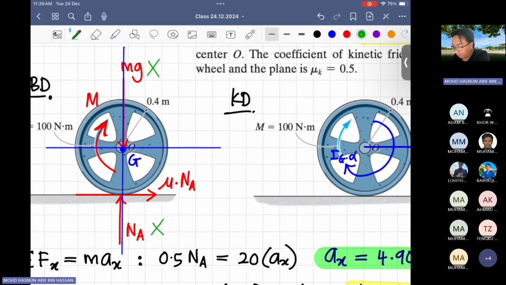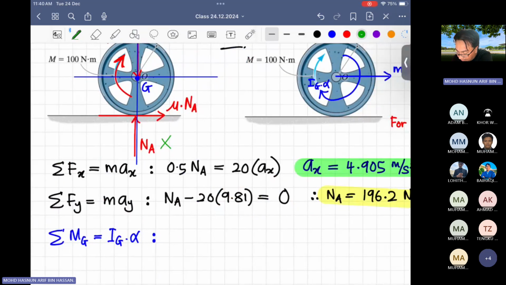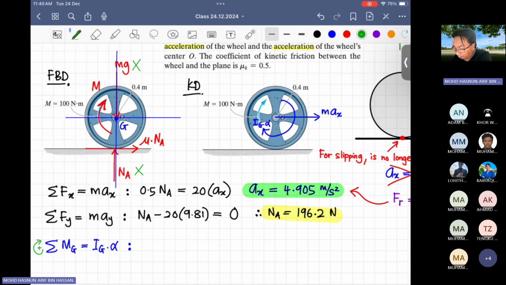So the ones that we have are mu NA and also the moment of 100 Newton meter. If we take clockwise as positive, the 100 Newton meter moment is positive because it rotates clockwise. The 100 moment doesn't need to be multiplied by a distance because it is already a moment. The one you need to multiply with the distance is mu NA, the friction. The friction about G will rotate anti-clockwise, so that will be negative.